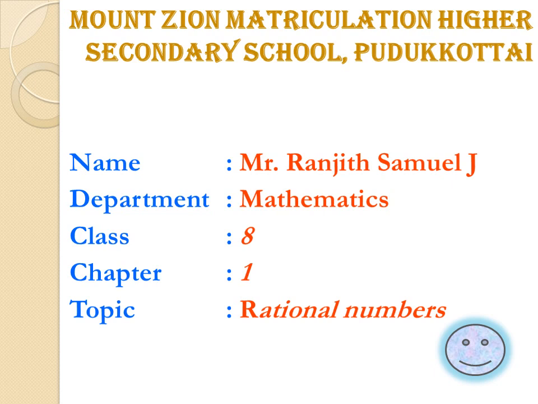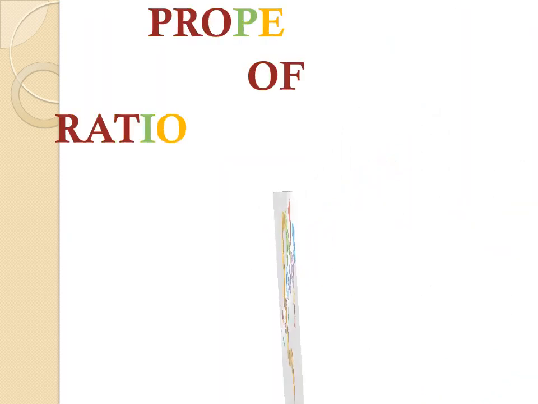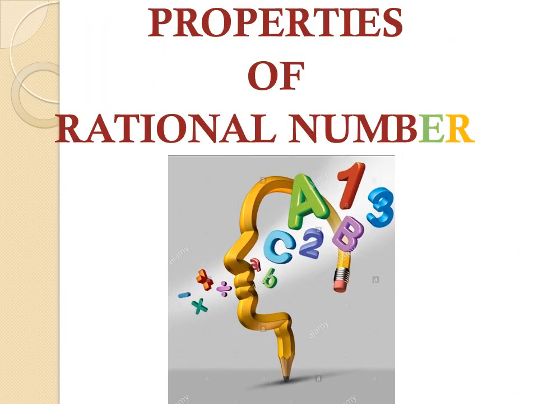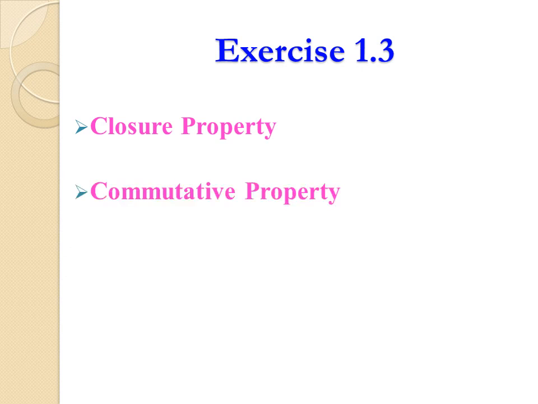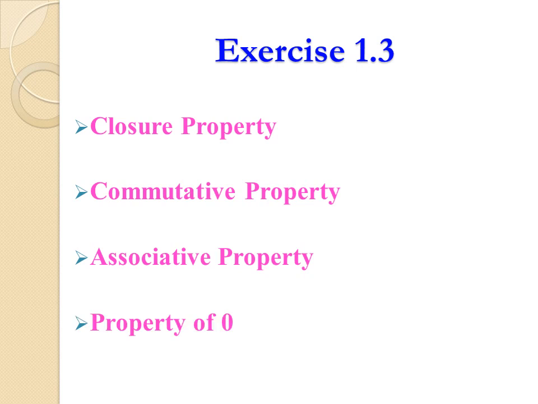We are studying 8th standard mathematics under the topic rational numbers. In this video, we will learn the properties of rational numbers. We will cover exercise 1.3 in your textbook. The subtopics are closure property, commutative property, associative property, and property of zero.